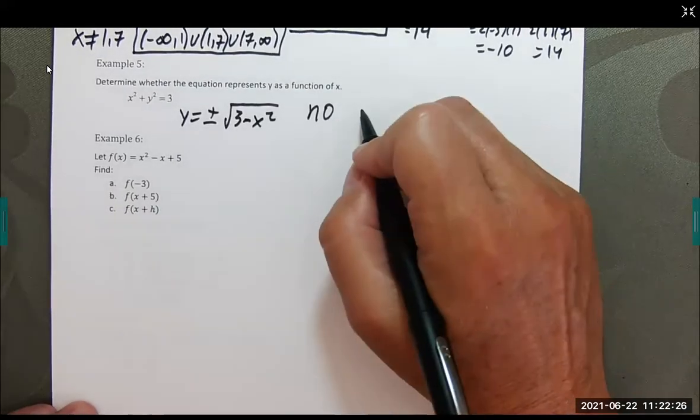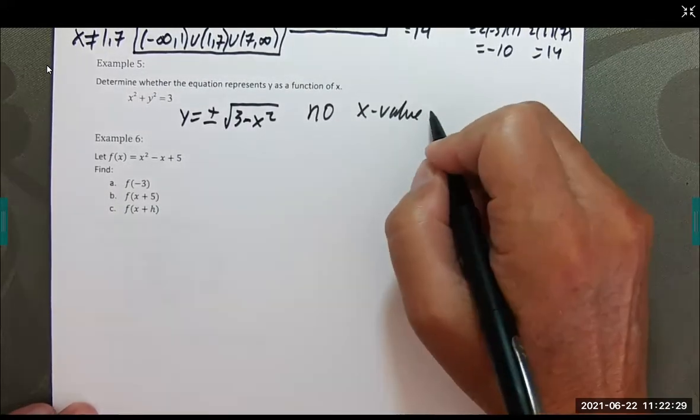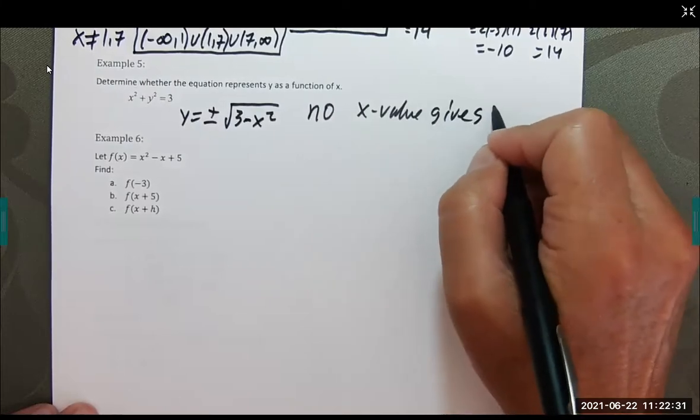Yeah, so let me write that out. X value gives 2 y values.